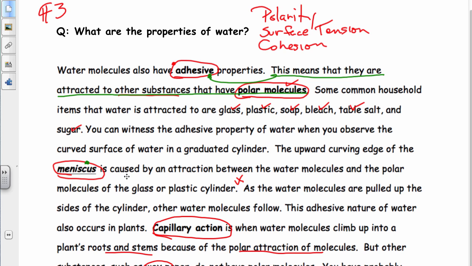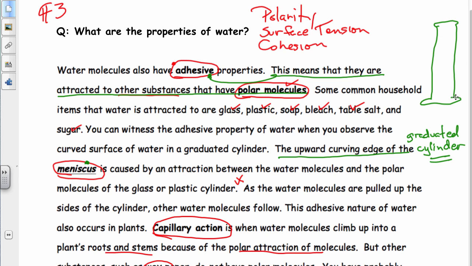What's a meniscus? Okay, a meniscus, this is the upward curving edge of the graduated cylinder. And I can do a really quick little sketch here. The meniscus in the graduated cylinder would appear something like this. Downward curving, and this is all water in here, or liquid. Okay, and so this is the meniscus.